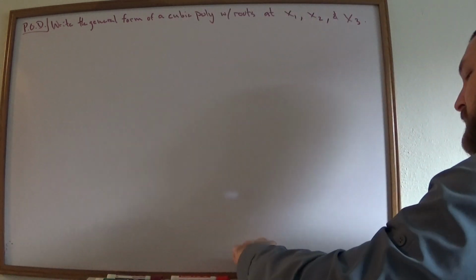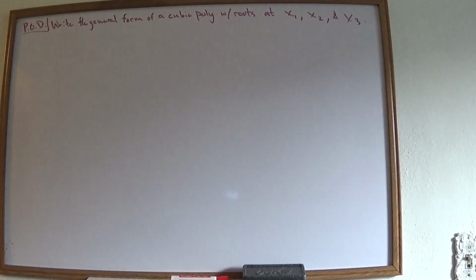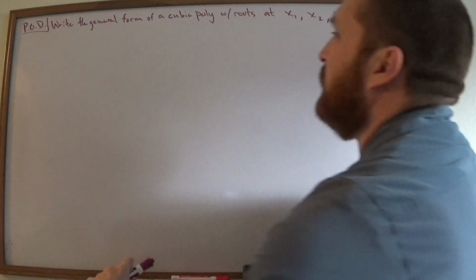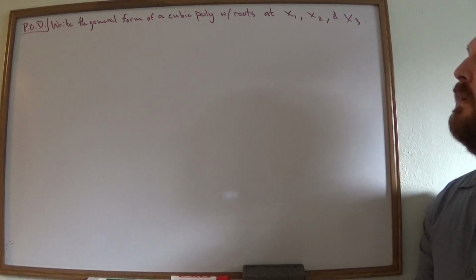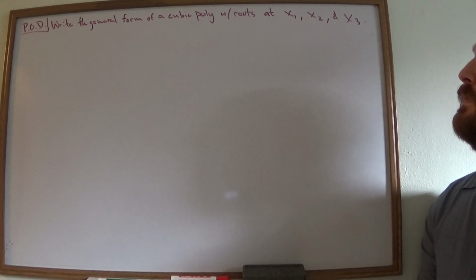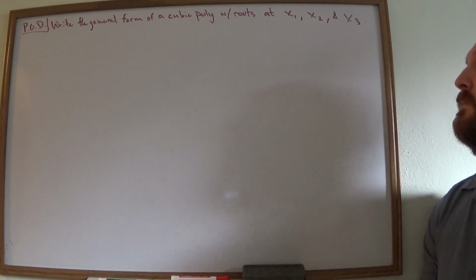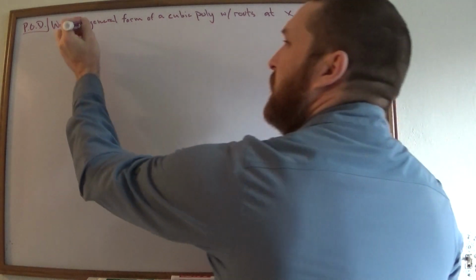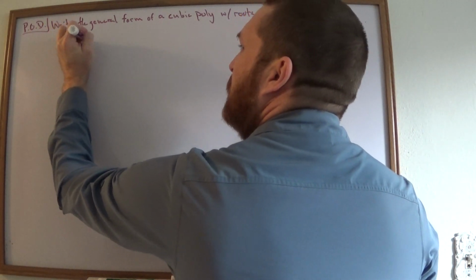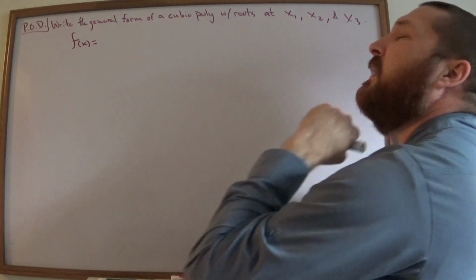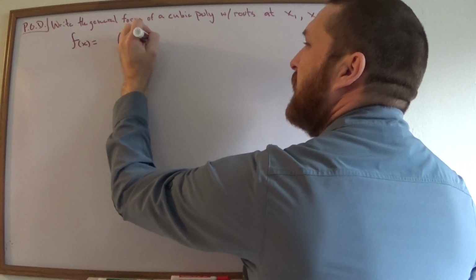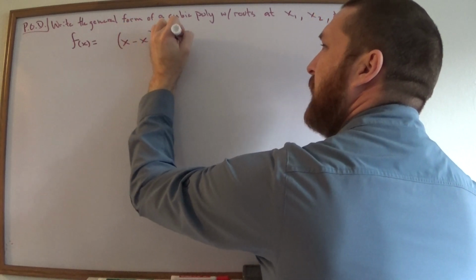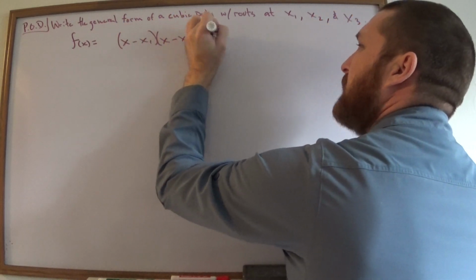Now, okay, so here we go. I want a general form of a cubic. So it's degree 3, right? It's the highest order in there. A cubic polynomial with roots at x1, x2, and x3. So how would you write this? x minus x1 times x minus x2. There you go, right? x minus x1 times x minus x2 times x minus x3.